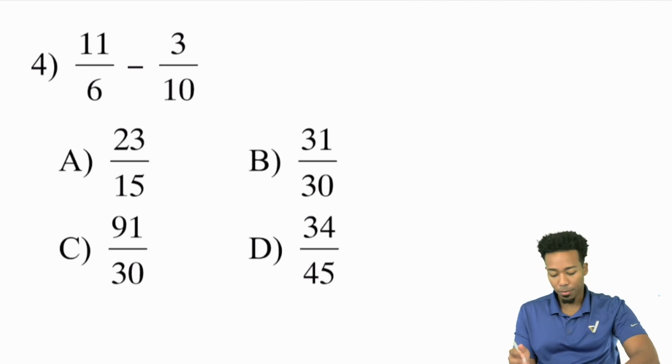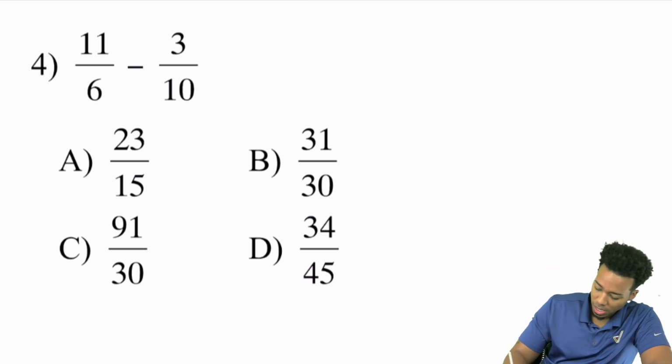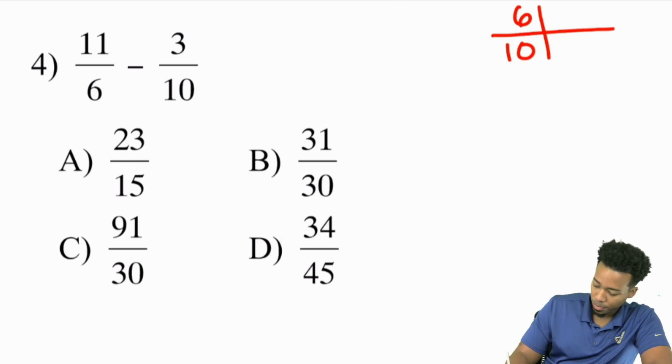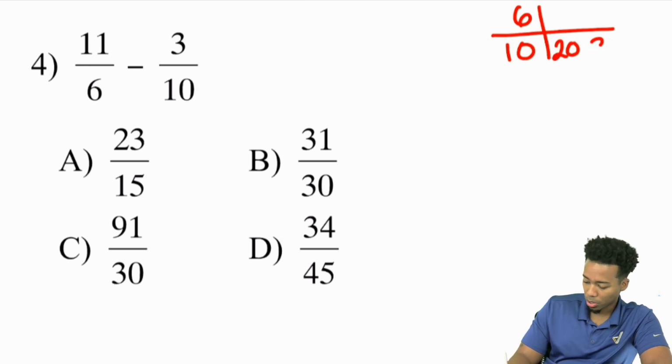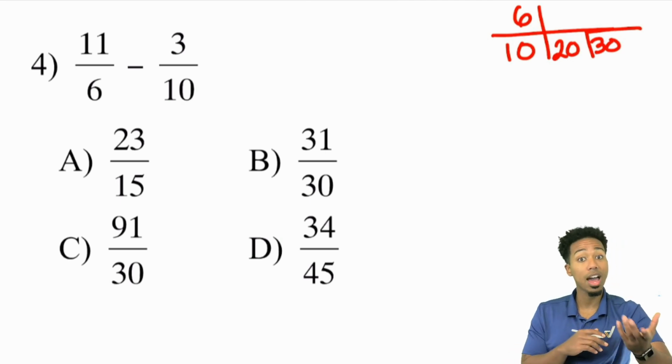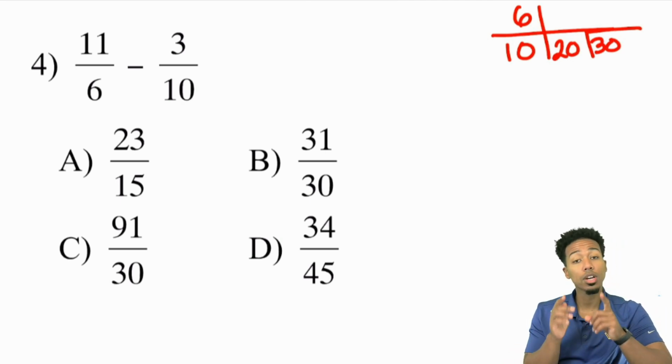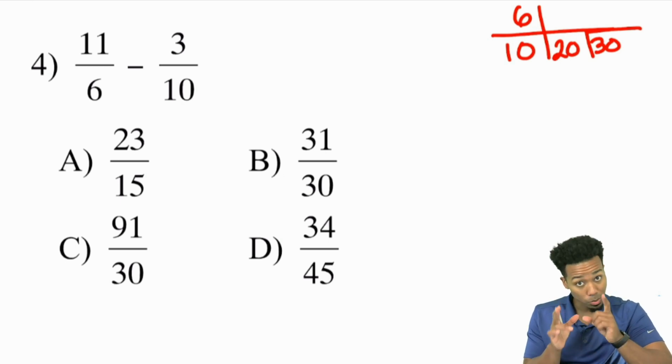Here's how. First, you're going to ask yourself, what do 6 and 10 both go into? Well, I know that 10, you can go 20, because times 2. Can 6 go into 20? No. What about 30? Does that work? Yeah. 6 times 5 is 30, so that would work. We can make both denominators 30. That's what we can do.